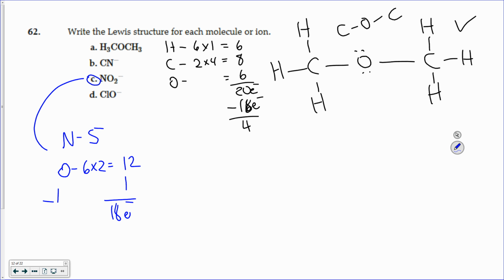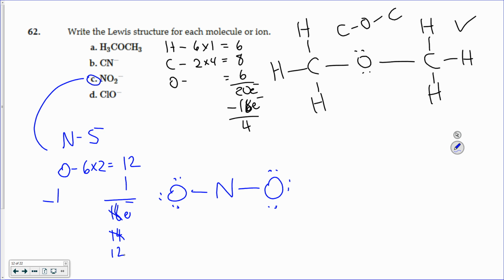Okay, so which one's going to go center? Nitrogen or oxygen? Least electronegative is going to go in the center. Okay, so start with single bonds. 2 single bonds uses 2. We've got 16 left. Okay, so that would be one way I could write it. All right, that's used 12 electrons up.